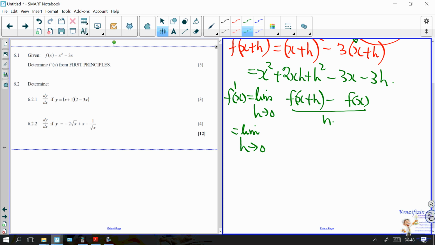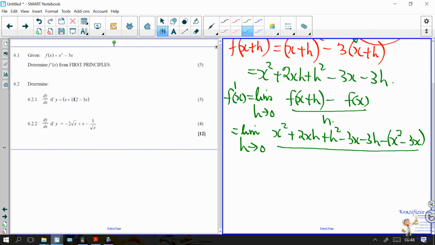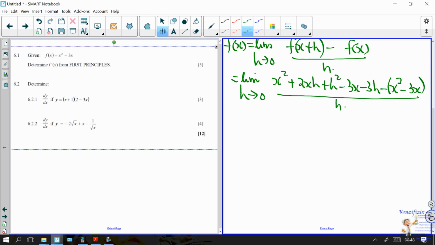That's mathematical. What is my f of x plus h? X squared plus 2xh plus h squared minus 3x minus 3h minus. Now, when you remember in the first video, we even said when you put in a minus, please learn to open a bracket. X squared minus 3x. Everything divided by h. Okay, what do we do? Equals limit as h tends to 0. If we open this bracket, all right, x squared, this is going to be minus x squared.